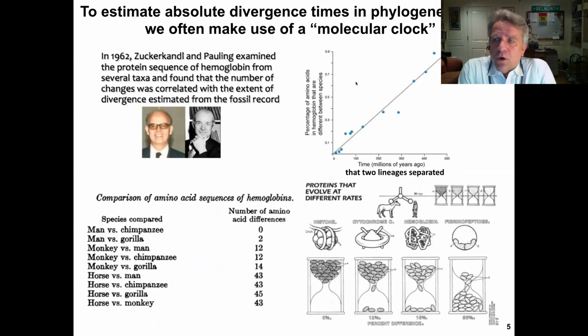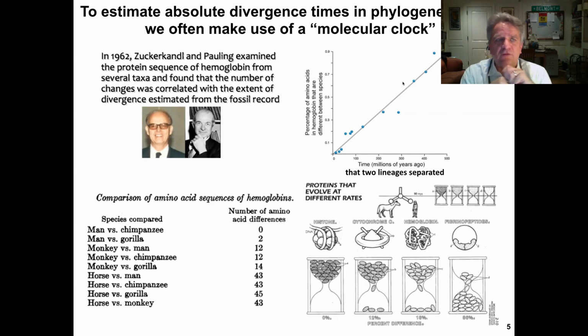Now, when we're estimating divergence times using molecular data, we're relying on what is called a molecular clock. And the molecular clock is the observation that here we're looking at, say, the percentage of amino acid changes in the hemoglobin gene versus the time that the two lineages separated, or the age of their common ancestor. And in this case, we see this correlation in that the older the evolutionary age between the lineages, the more amino acid changes there are at the hemoglobin.